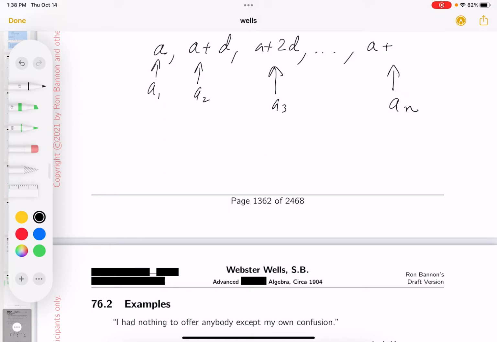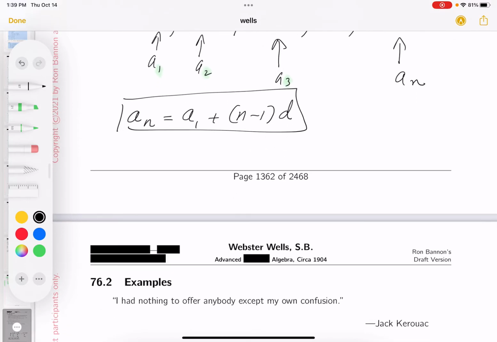What would you get up there? A plus, well, I want to make sure you know the first has no D's, the second has 1 D, the third has 2 D's. So n would have n minus 1 D's. So I got a formula. An is equal to the first term, A1, plus n minus 1 D. That's important for arithmetic. All right?